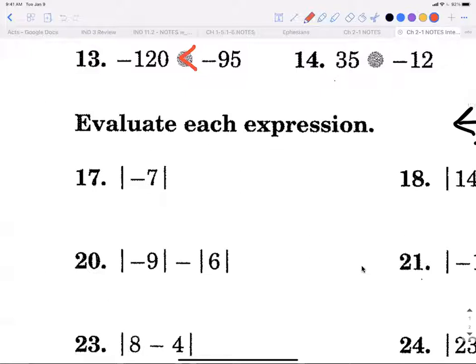So this says evaluate. Cam? Oh, hang on. You've already answered one. I want to try to spread it around. I want to make everybody talk. So if I'm looking at number 17 and I want to know the absolute value of negative 7, somebody that hasn't answered yet. Trevor, what do you think? What's the absolute value of negative 7? 7. It's just simply 7 spots from 0.